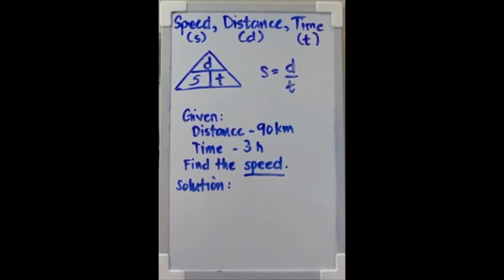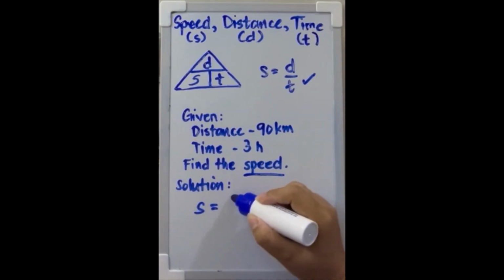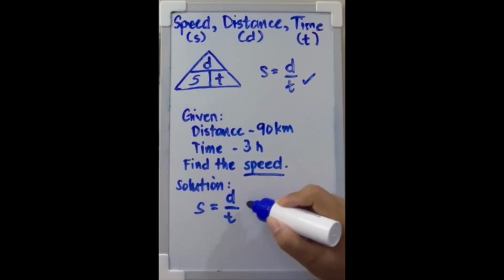Let's discuss our second example. This is finding the speed. So our formula is speed equals distance divided by the time. So let's have the following. The given are distance 90 kilometers and the time is 3 hours. Find the speed. So using this formula here, we will rewrite speed is equal to distance divided by time.